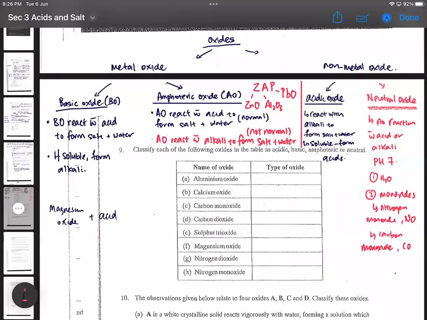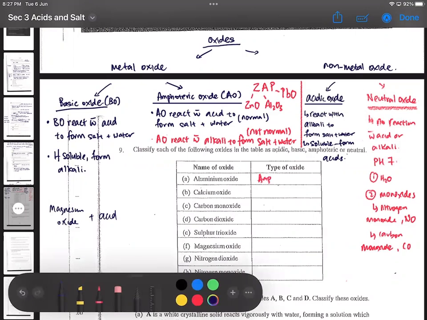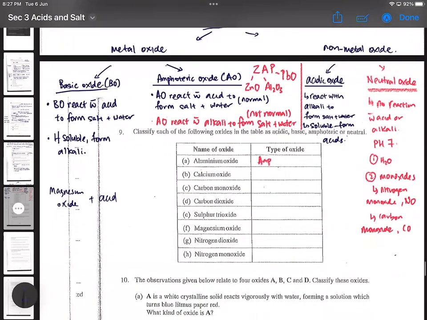So first off, normally the amphoteric oxides are very easy to pick up: zinc, aluminum, lead. We already got the aluminum over there, so this one should be amphoteric oxides. And then the monoxides are easy to pick up also. There are two monoxides over there, so these two should be your neutral.